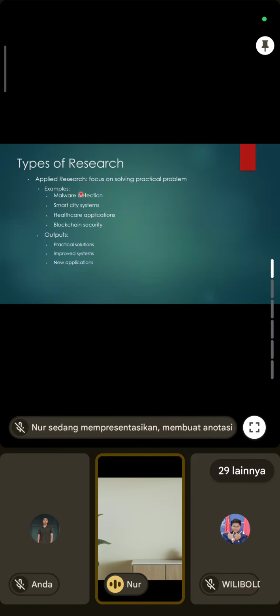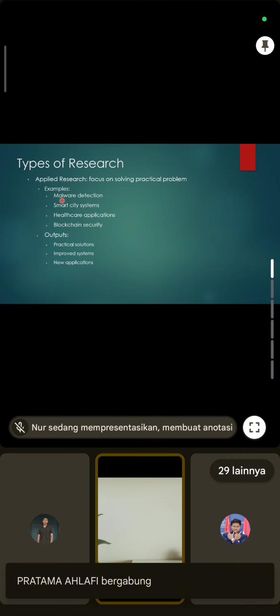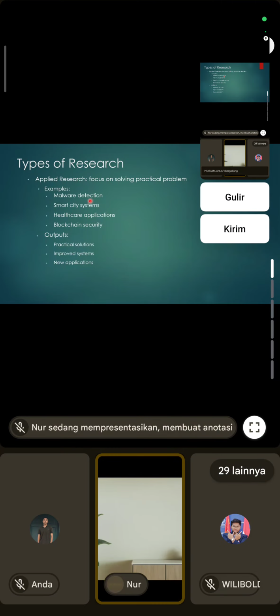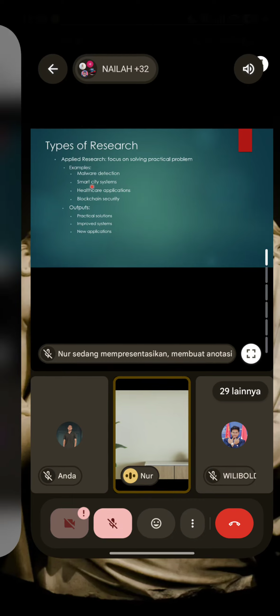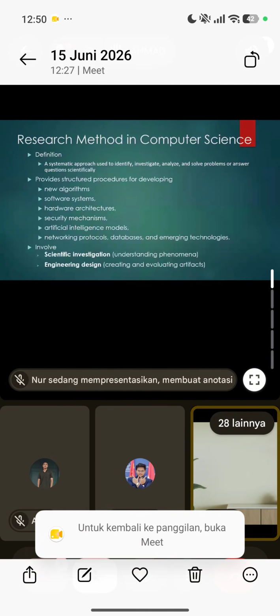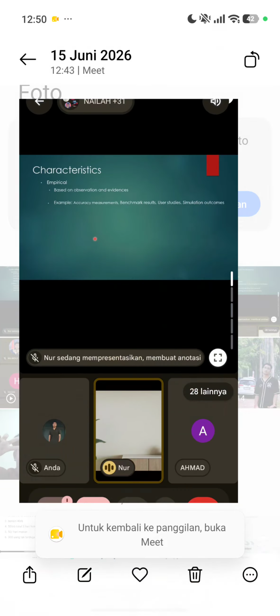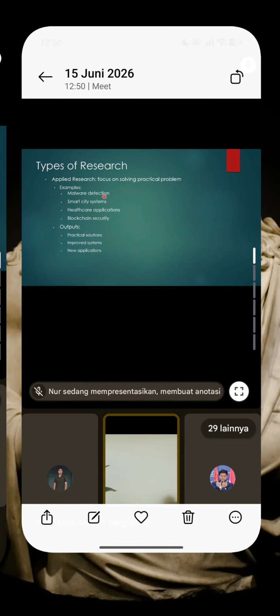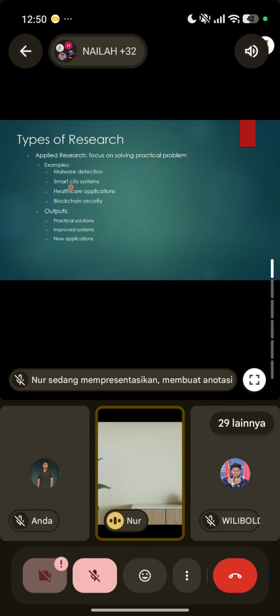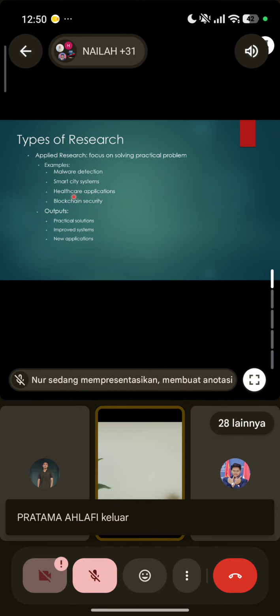The examples of the problem are actually what? Malware detection, and how we develop, let's say, a smart city. This smart city will use IoT in such a way that it can be controlled very efficiently and very fast. Or there will be some applications of computer science in the whole of science. Or let's say, blockchain security.